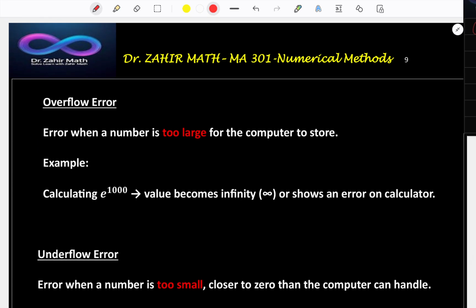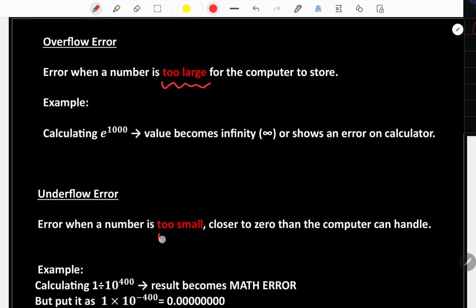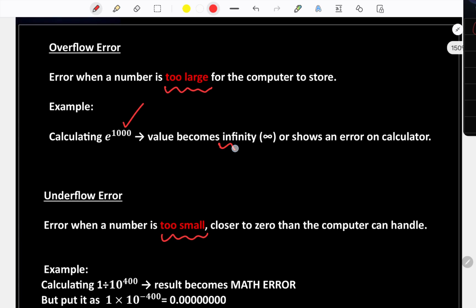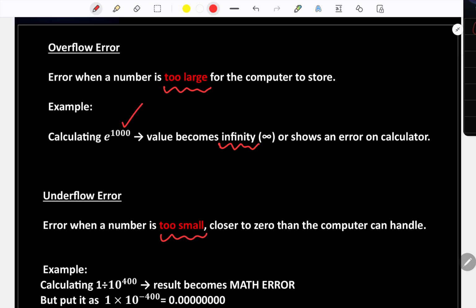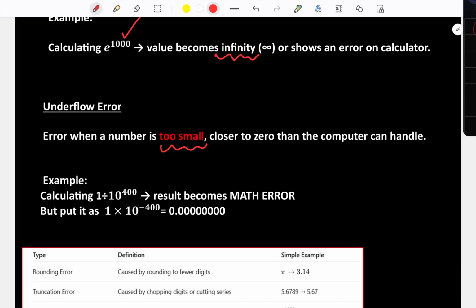The next one is overflow. The word itself gives the meaning: more. It is an error when a number is too large for the computer to store. Underflow: what do you mean by that? It is too small, closer to 0 than the computer can handle. For example, take e to the power of 1000 in the calculator. The calculator will give you an error. But if you do it in the computer using MATLAB or something like that, it gives infinity. There are still values there, but the computer cannot give that value, which is why it gives infinity. Understand?